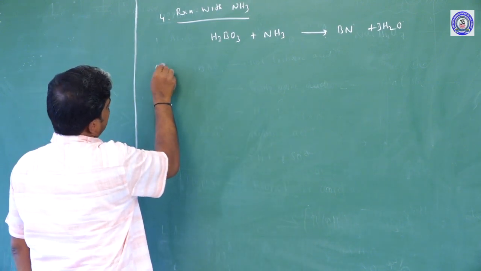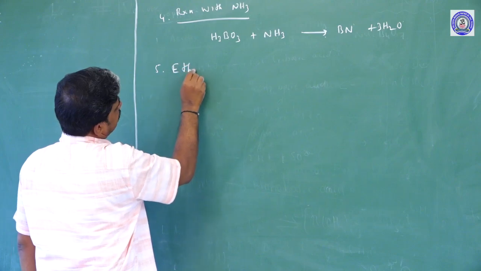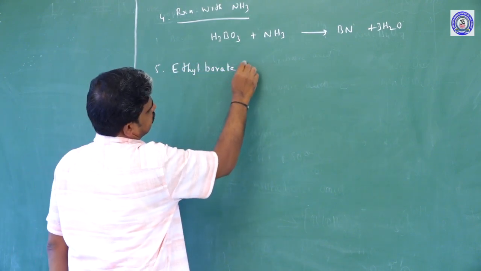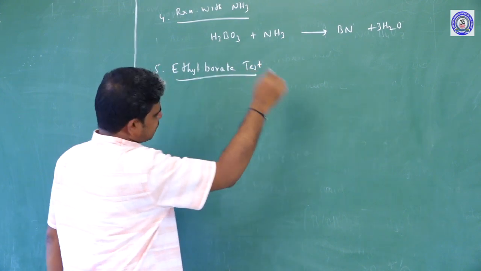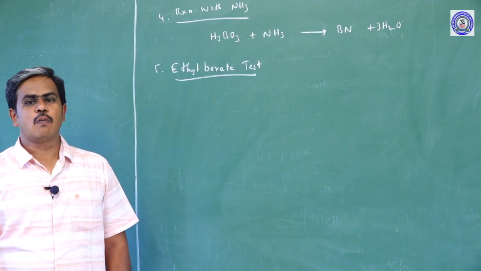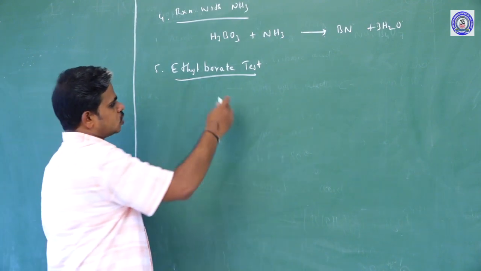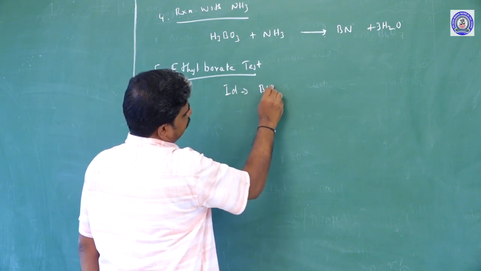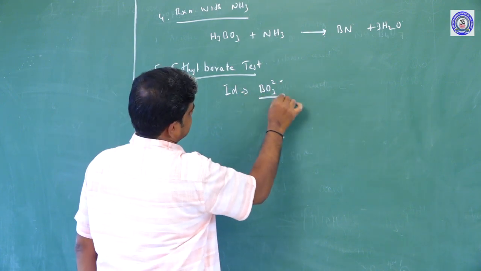And the fifth one is the ethyl borate test. So what is the ethyl borate test? It is the identification of the borate radical. So we may identify the borate radical, BO3 3-.